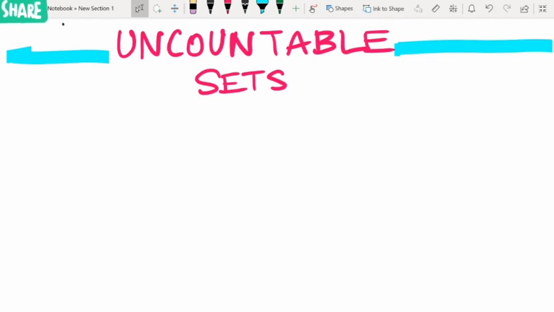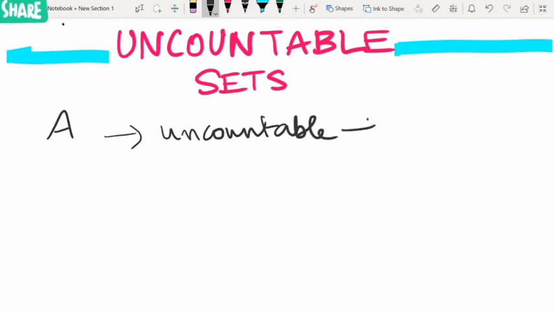Today we are going to see about uncountable sets. A set A is said to be uncountable if it is not countable.